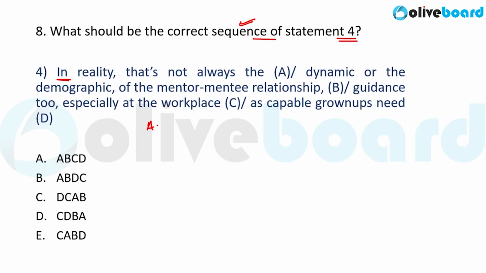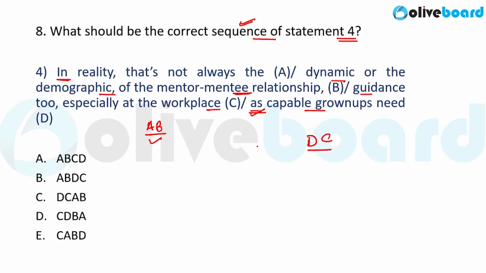Part A says, in reality, that's not always the. So, what's not always the? Let us find out. The dynamic or the demographic of the mentor mentee relationship. So, A and B fit together. Up till now, we have established that AB is a pair. So, in reality, that's not always the dynamic or demographic of mentor mentee relationship. Why? The reason is mentioned in part D as capable grown ups need guidance too, especially at workplace. So, here D and C form a pair.